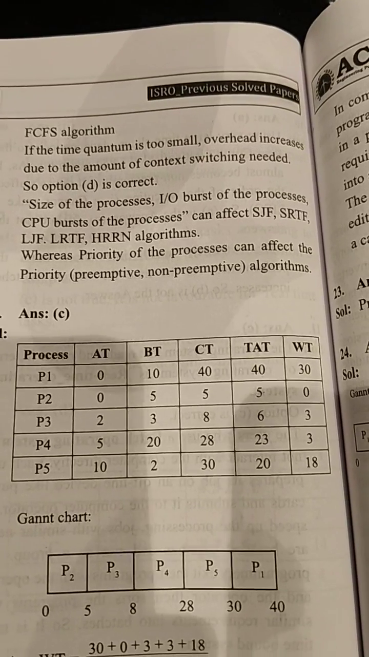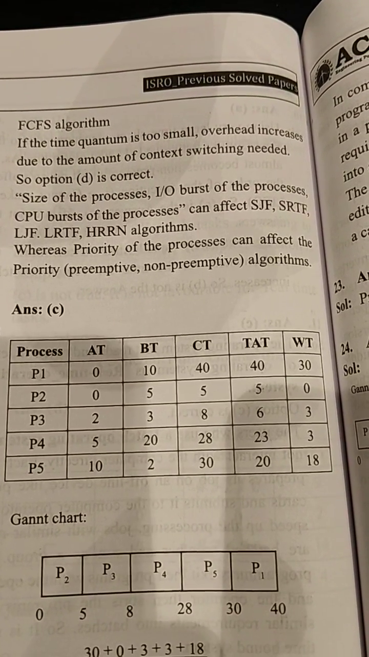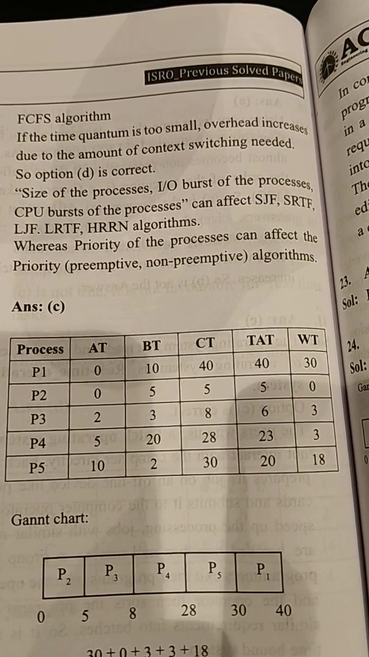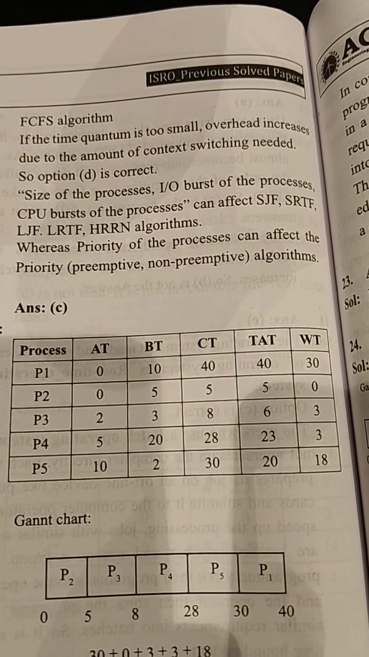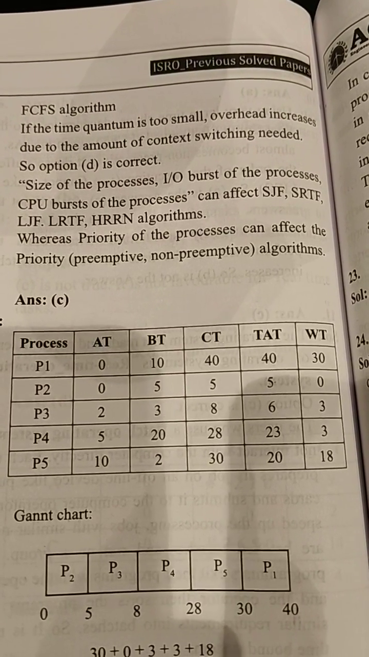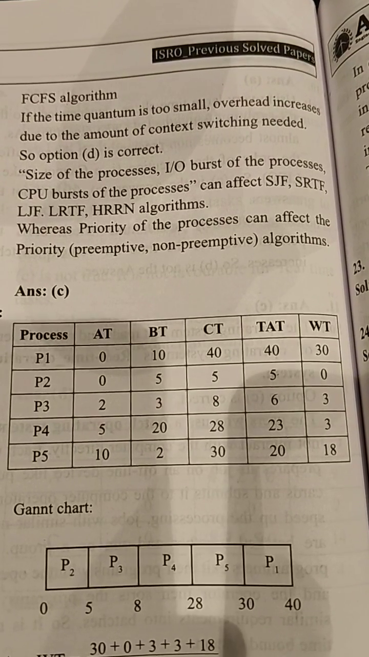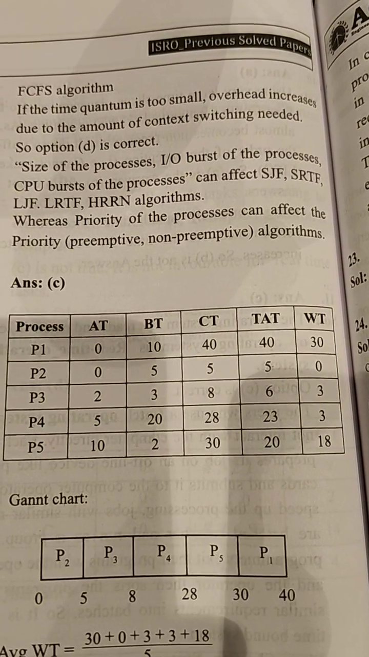Size of the process, IO or burst time of the process. CPU burst time of the processes can affect SJF, SRTF, LJF, LRTF, HRRN algorithms, whereas the priority of the process can affect the priority preemptive and non-preemptive algorithms.